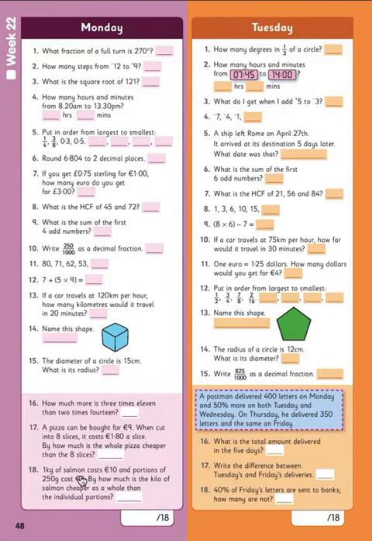1 kilogram of salmon costs that, and portions of this cost €3. By how much is the kilogram cheaper? Same question, just with different numbers. For Tuesday number 1, how many degrees in 1/3 of a circle? So you need to know how many degrees are in a full circle and find 1/3 of that by dividing by the bottom, multiplying by the top.